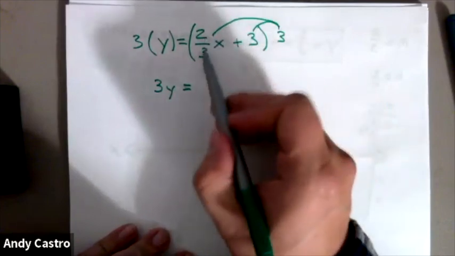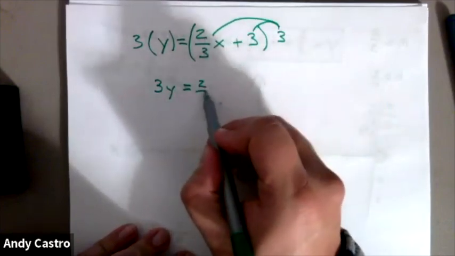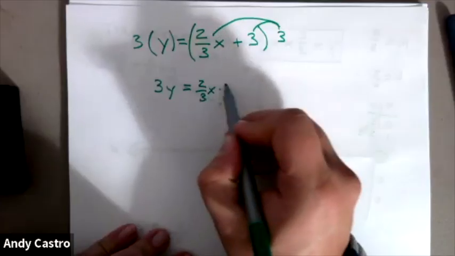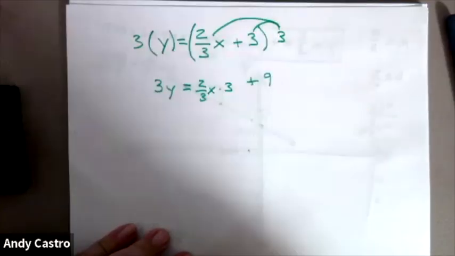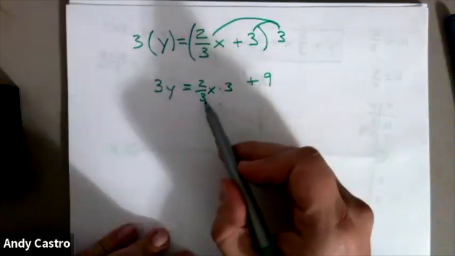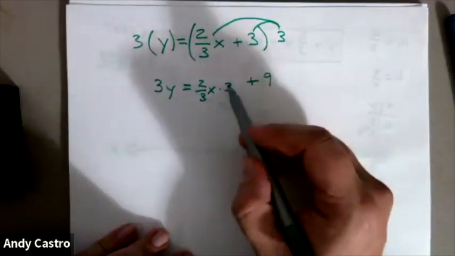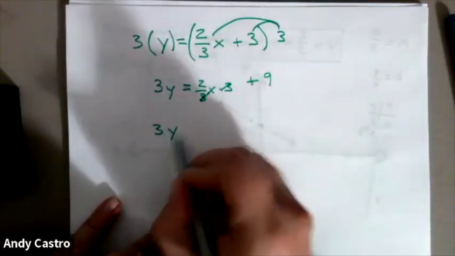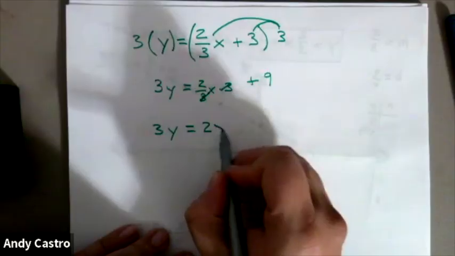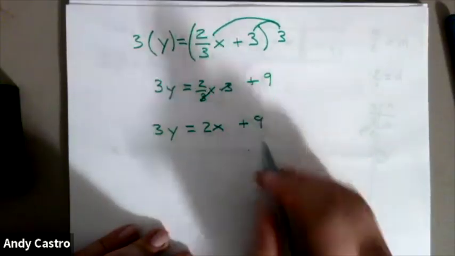3 times 2/3 x plus 3 times 3 is 9. So this 3 and this 3 cancel, and I'm left with 2x. So 3y is equal to 2x plus 9.